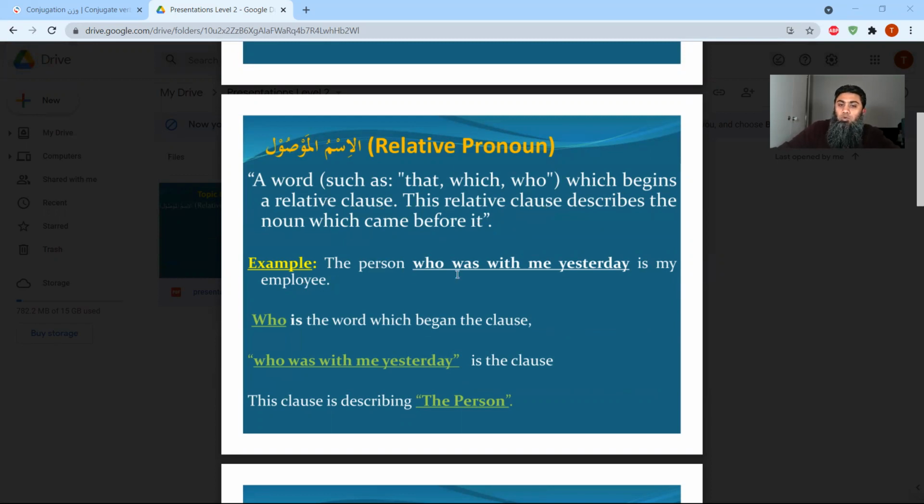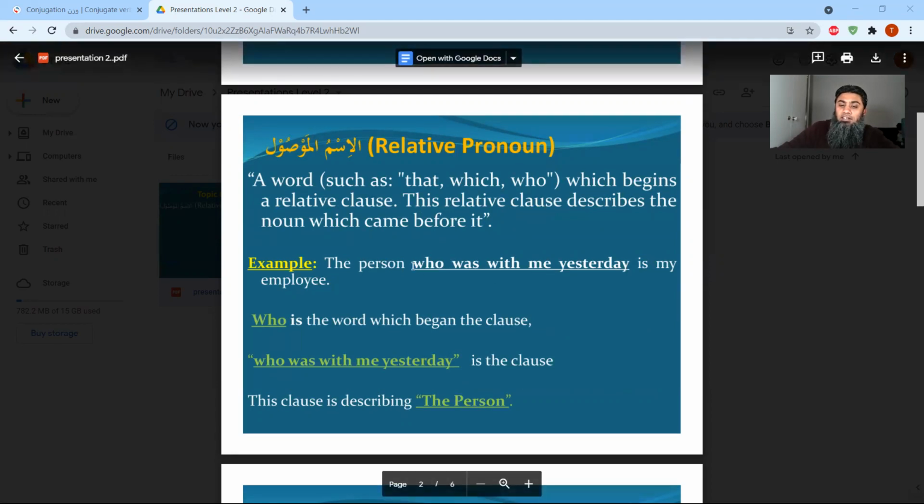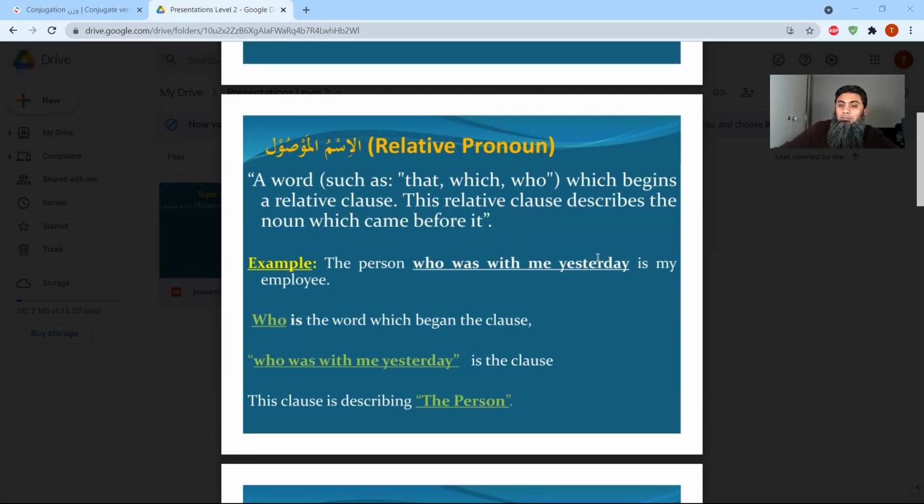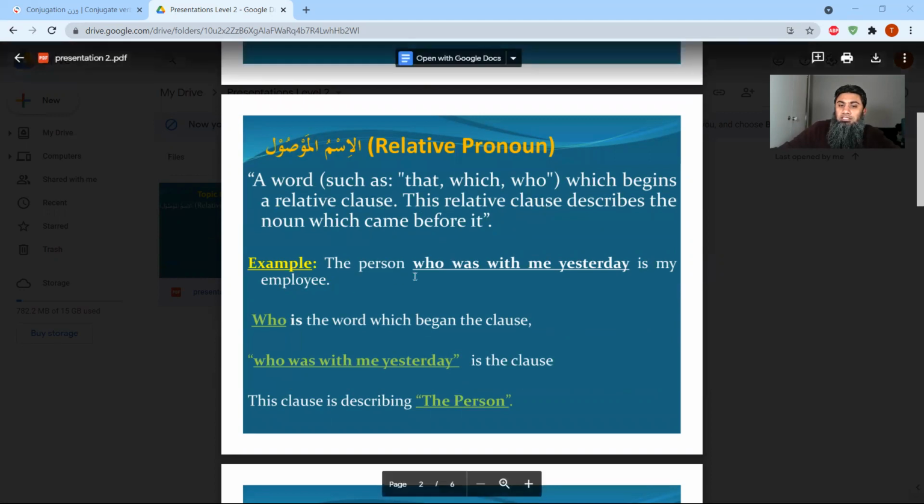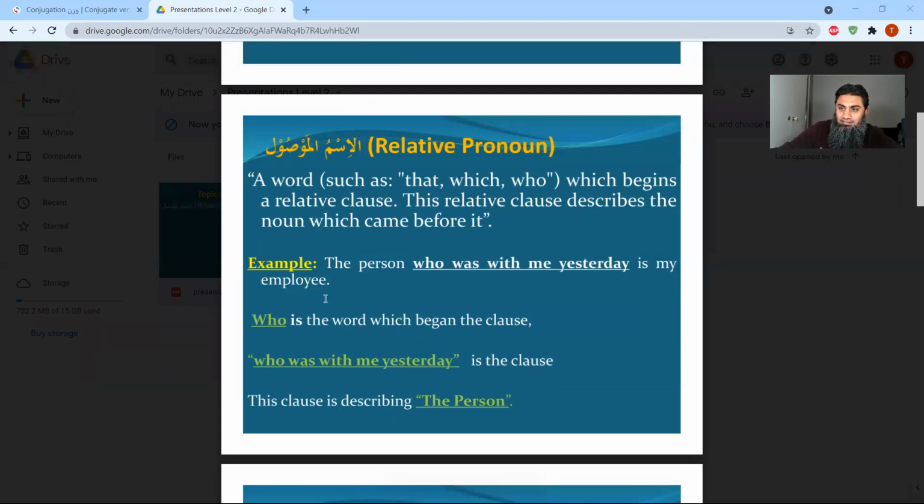The person who was with me yesterday. If you see, I have underlined this portion, who was with me yesterday. So the person who was with me yesterday is my employee. The person is my employee. If you remove this part, the person is my employee. There is the sentence. Clear?